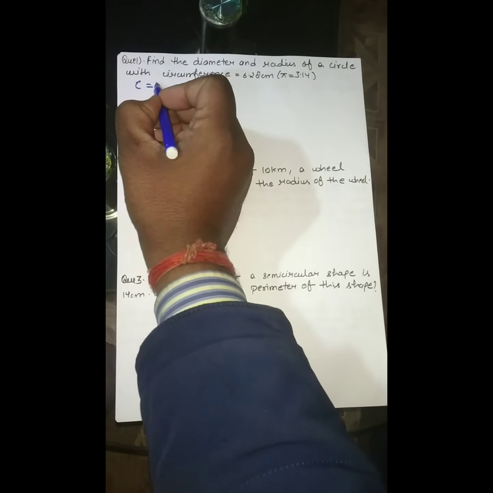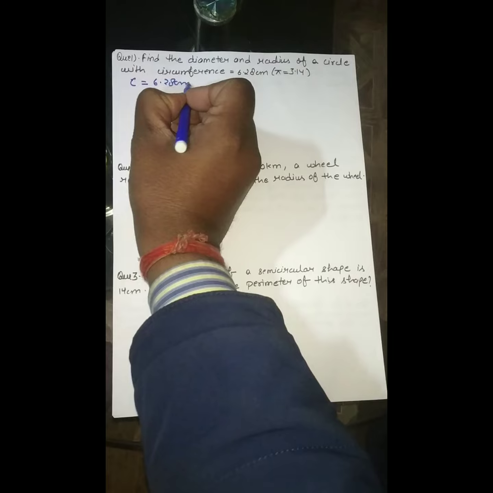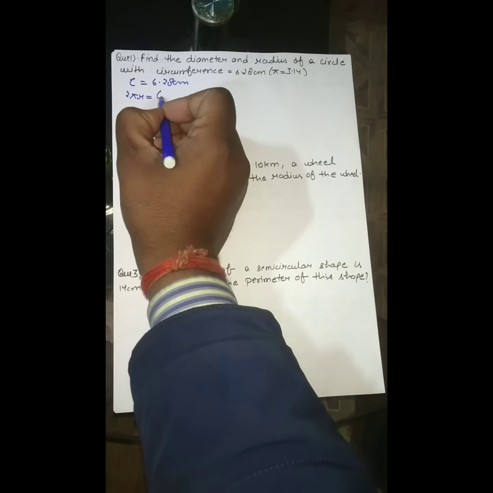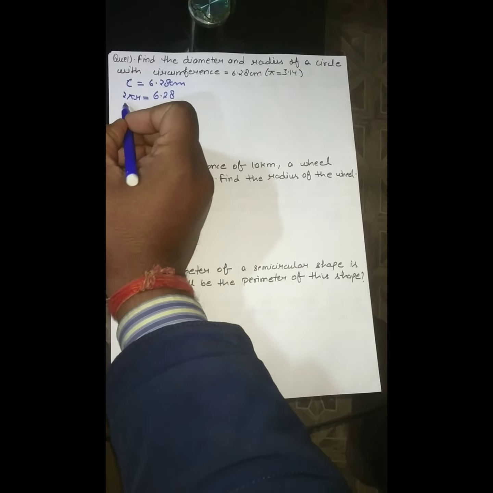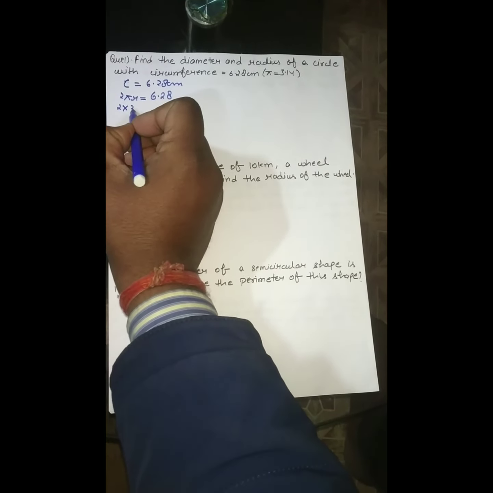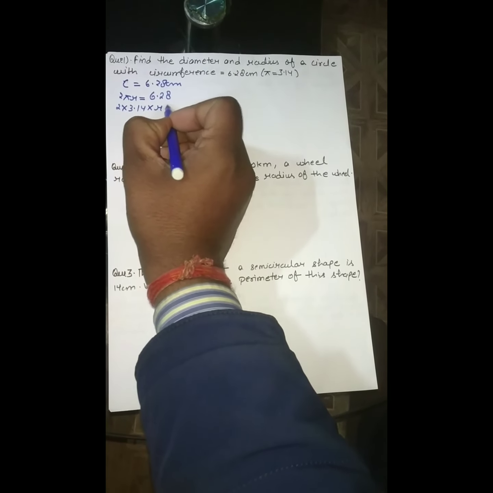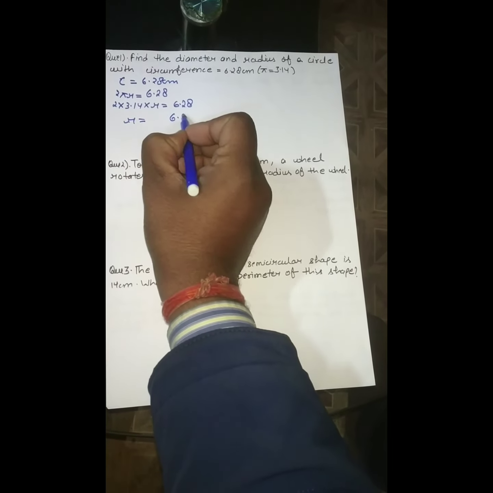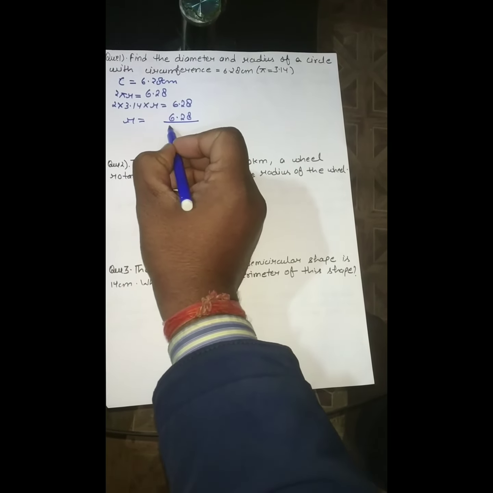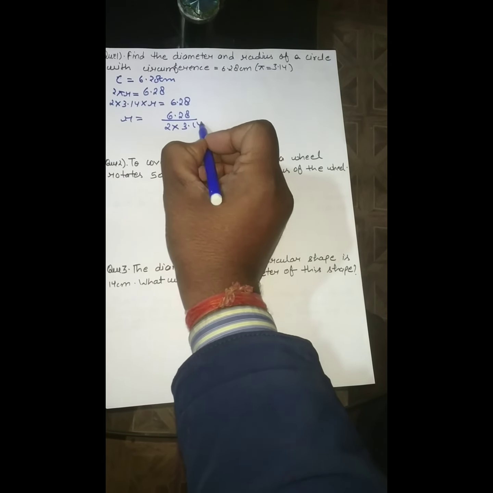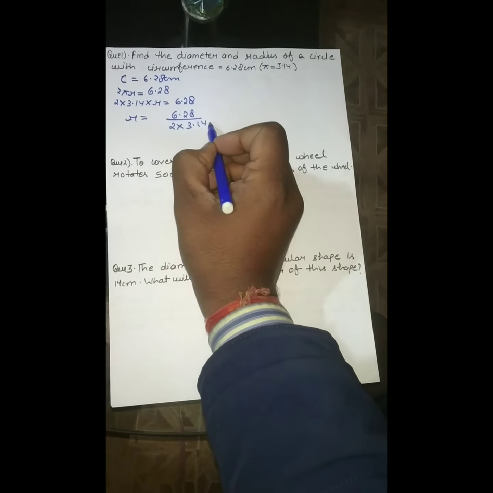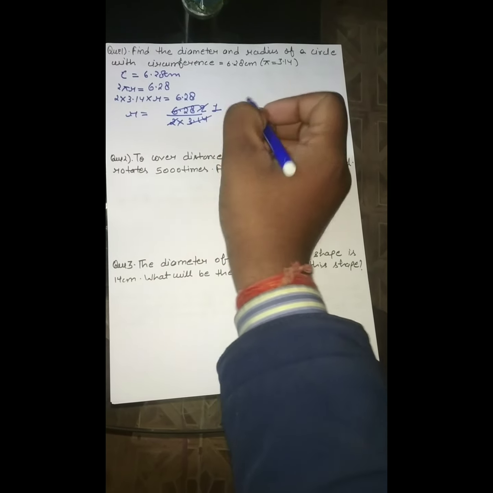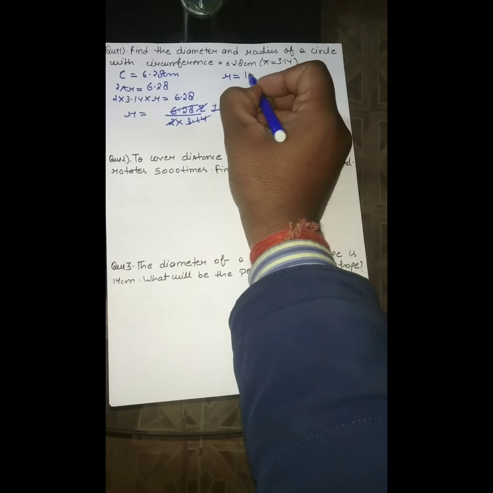So C is equal to 6.28 centimeter. The formula of C is 2 pi r, which is equal to 6.28. So here we put the value of pi as 3.14. The value of r is equal to 6.28 upon 2 into 3.14. 6.28 is directly cut by 3.14 two times. Now 2 is cut by 2 one time. So r is equal to 1 centimeter.